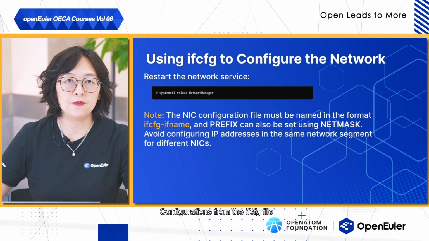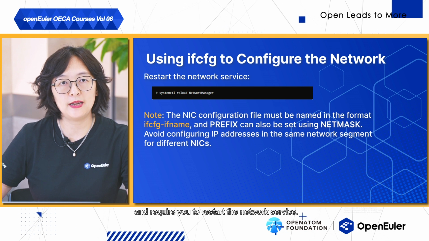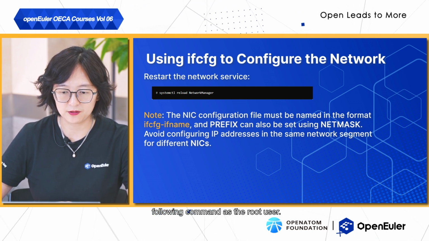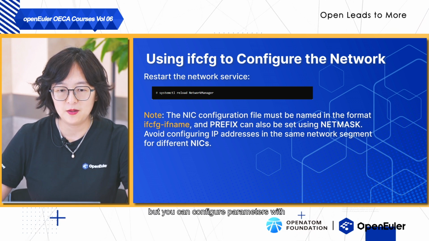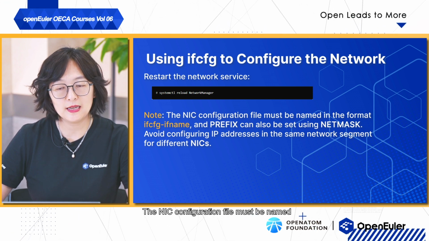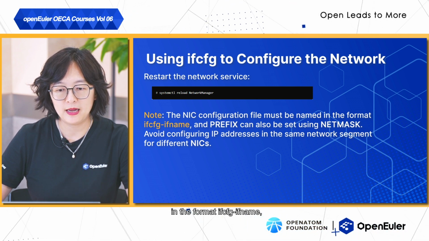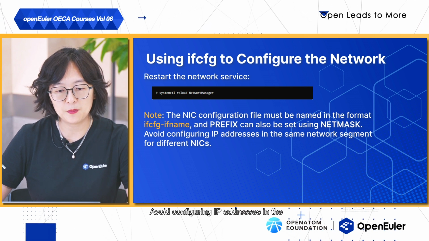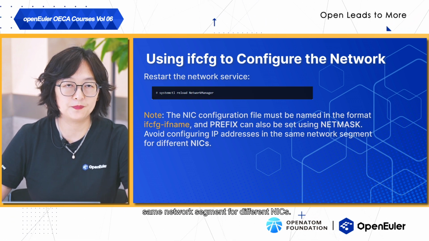Configurations from the ifcfg file do not take effect immediately and require you to restart the network service. You can do this by running the following command as the root user. Remember, the configuration file can contain complete parameters, but you can configure parameters with the minimum required settings. The NIC configuration file must be named in the format ifcfg-ifname, and prefix can also be set using netmask. Do not configure IP addresses in the same network segment for different NICs.